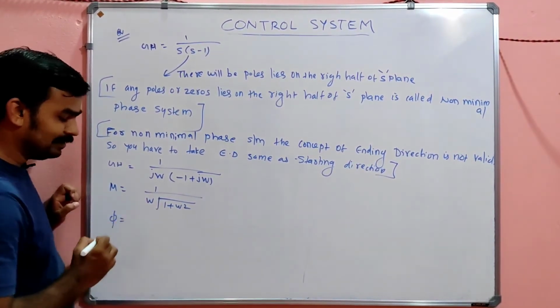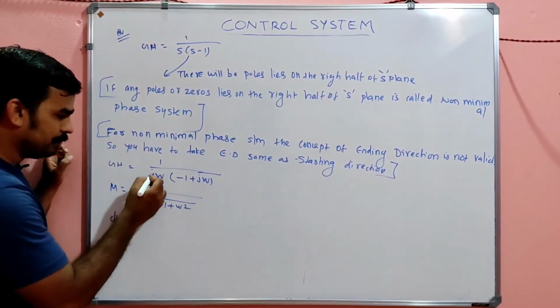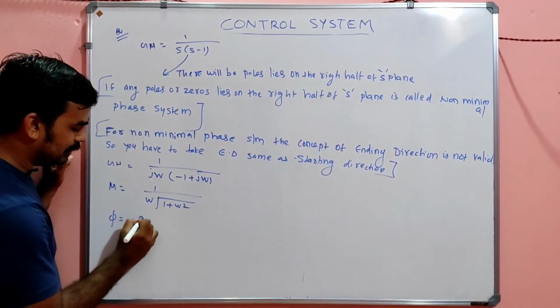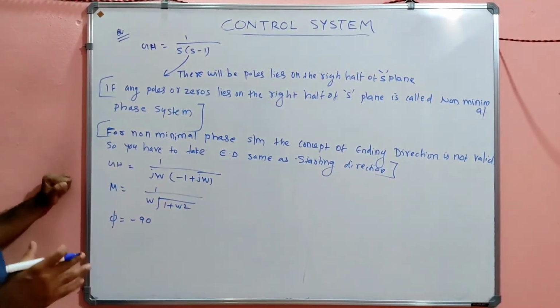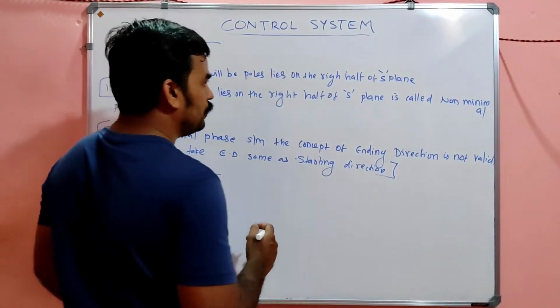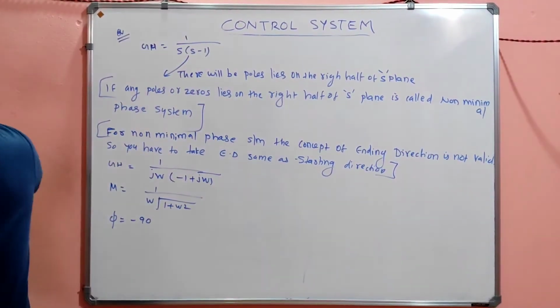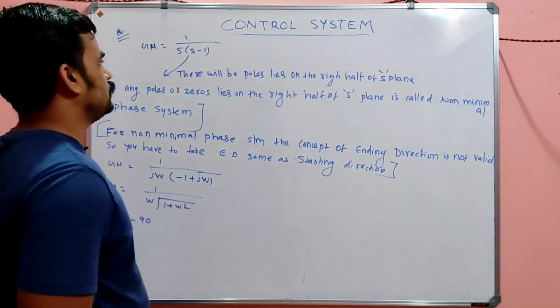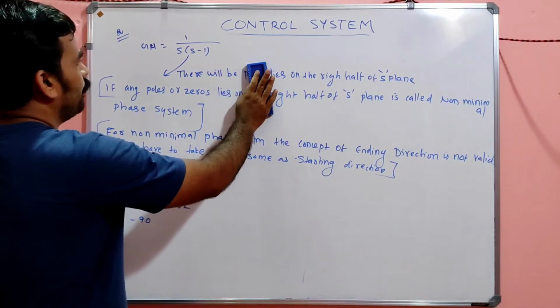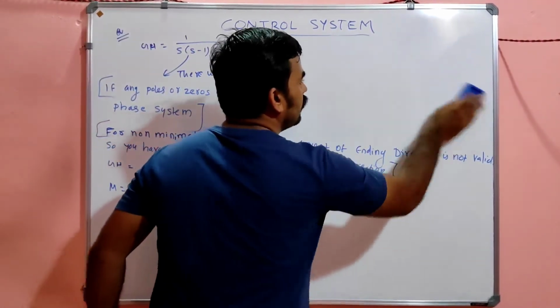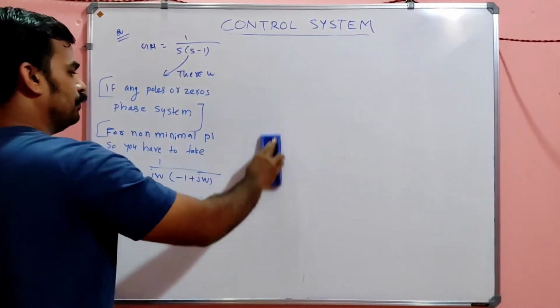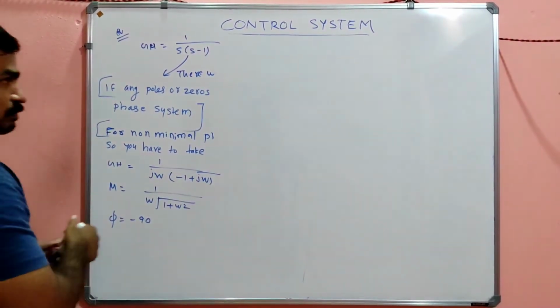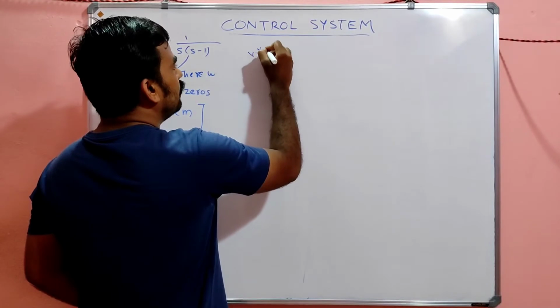What will be the phase angle? J omega in the denominator gives minus 90. Fine. What will be the angle of minus 1 plus j omega? I am going to tell you a very, very important angle consideration right here.